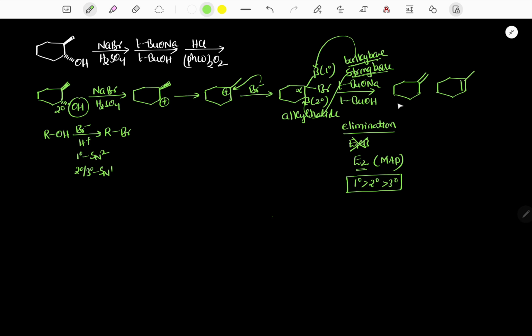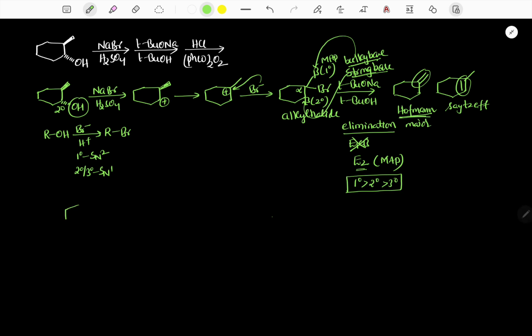We get two alkenes. The first alkene has the double bond connected to a lesser number of substituents, therefore it is called the Hoffman alkene. The double bond connected to more substituents is the Saytzeff alkene. Based on the mechanism, since it is the most acidic proton, and of course the bulky base approaches the less sterically hindered carbon, Hoffman is the major product. Hoffman alkene is the major product.